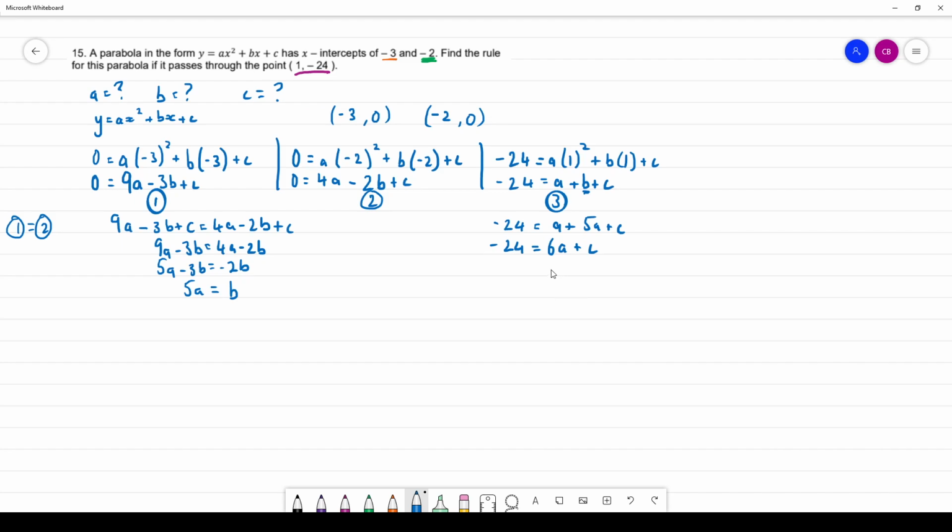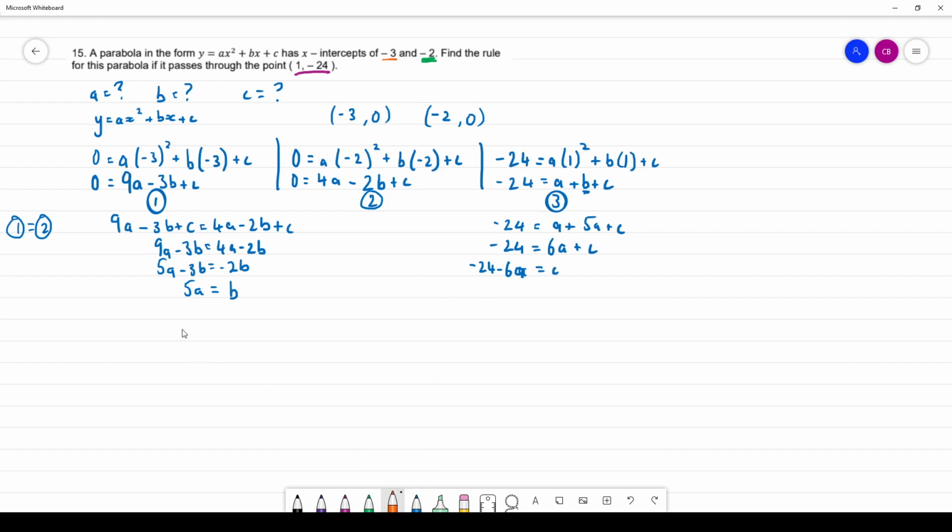What can we do with this? Well, we could get the c by itself because that's just a single letter. So we could write it as negative 24 minus 6a equals c. That's a letter A, you'll have to trust me on that. Okay, so we've got another letter by itself, which is just c.